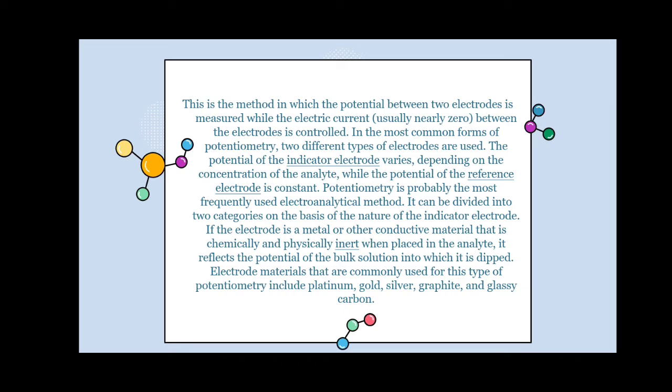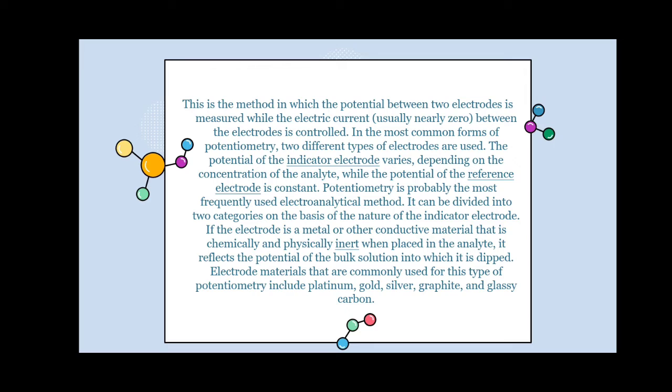In the most common forms of potentiometry, two different types of electrodes are used. The potential of the indicator electrode varies depending on the concentration of the analyte, while the potential of the reference electrode is constant. Potentiometry is probably the most frequently used electroanalytical method. It can be divided into two categories on the basis of the nature of the indicator electrode.